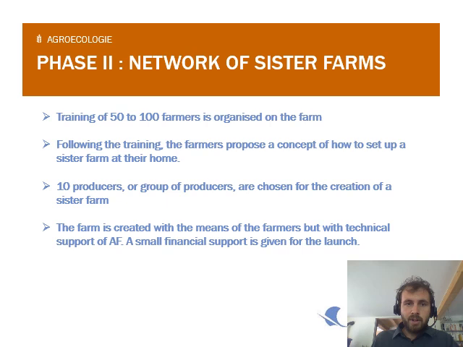So basically in the project, we train 50 to 100 farmers each year on the mother farm. And then after the training, these farmers propose a concept of how to set up a sister farm at their home. And usually we will help 10 of them each year to establish a farm. So they will create this farm with their own means, but we will help them to make the concept. We will help them technically, and we will give some seed money in the project so that they can create their projects.